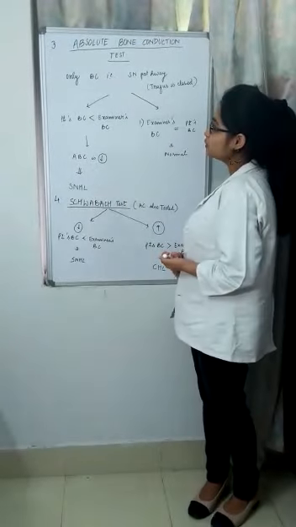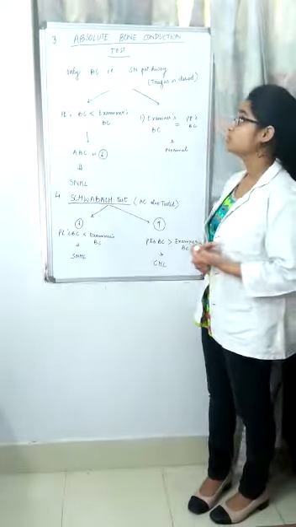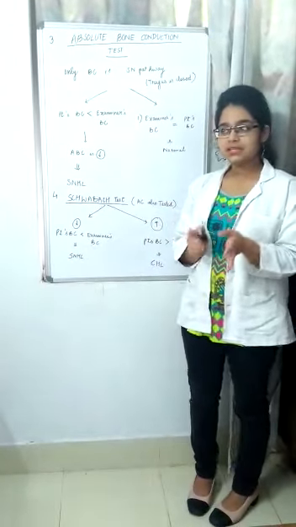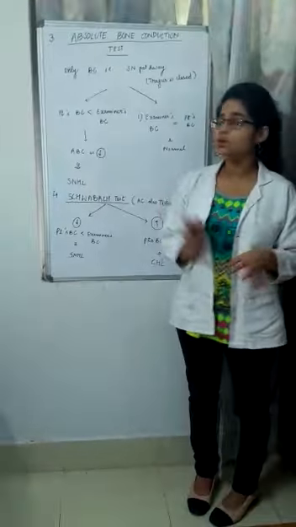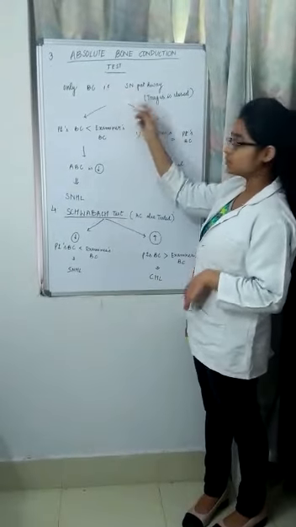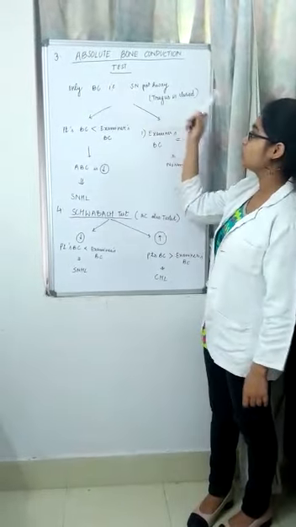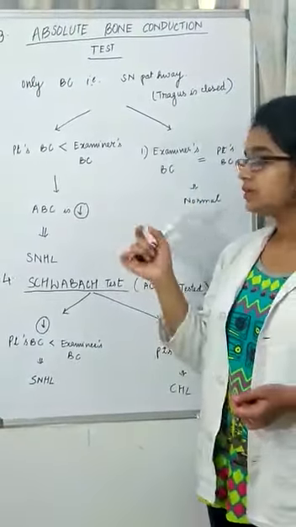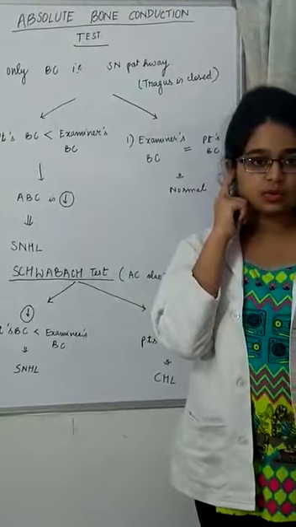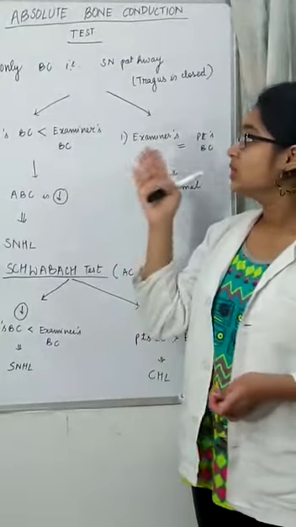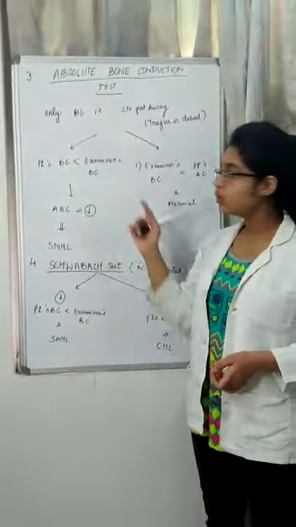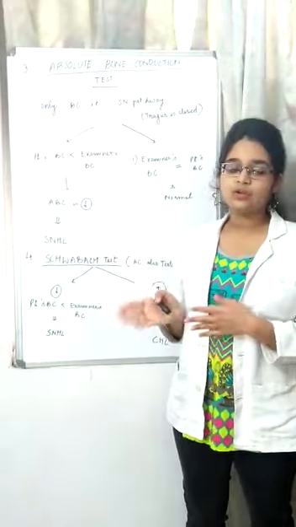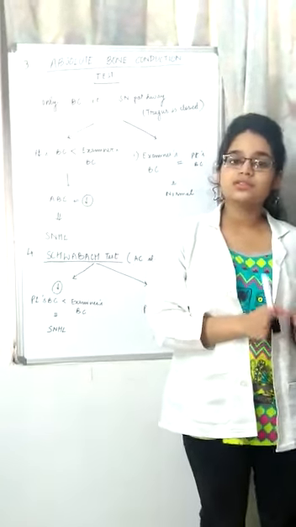So in the absolute bone conduction test, which we also call ABC, as the name suggests, it means bone conduction only. We only check the bone conduction. That means we are only checking the sensorineural pathway. To ensure that, the tragus is closed so as to rule out air conduction. What we do in this test is compare the test results with those of the doctor, considering the doctor's ear is normal.